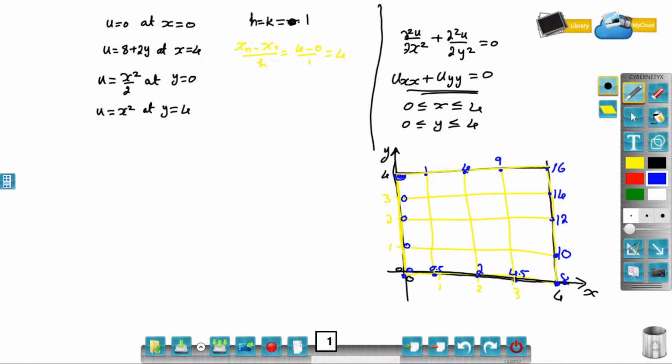So now if you have the boundary values, we have to find the intermediate points. We have to find the intermediate point. Okay.